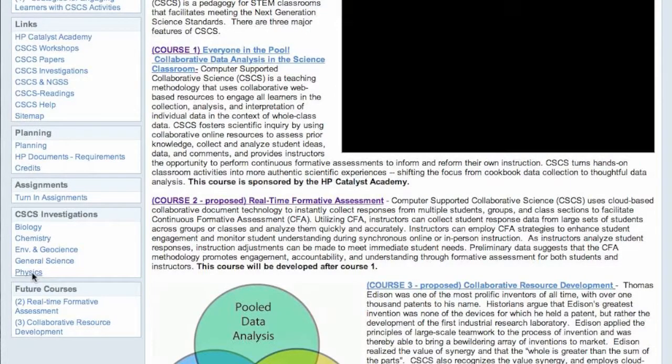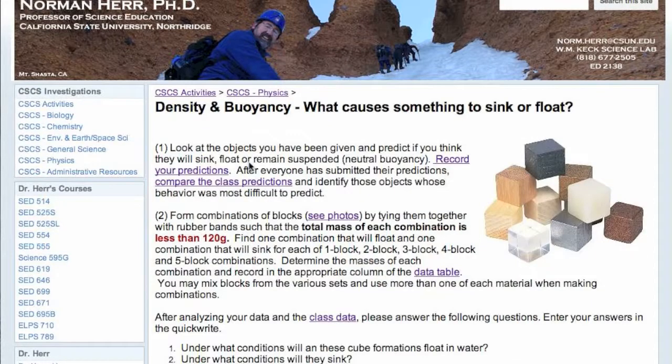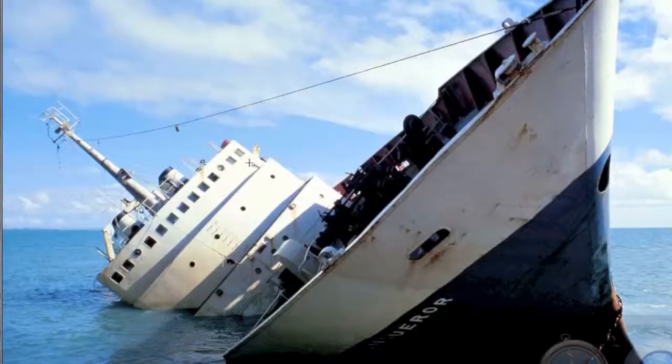And we're going to look at one that in California is considered a middle school standard, and that's on the concept of density and buoyancy. And we're going to look just at density here. But the big question is really what causes something to sink or float. So in a traditional activity, we define the concept of density, at least at the middle school level, as mass divided by volume. And then we can start doing some predictions.